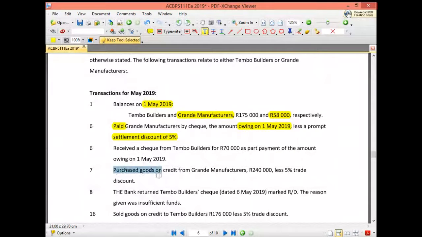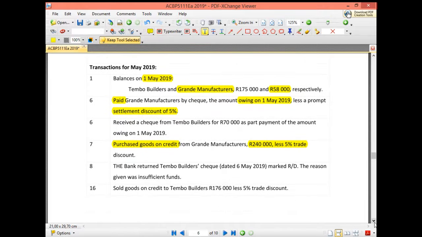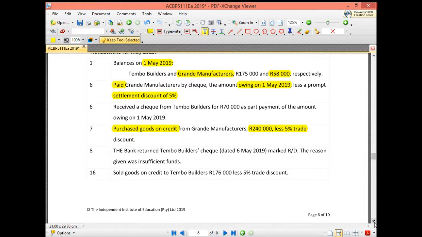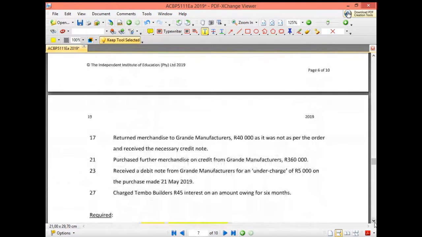Then on the 7th, we purchased goods on credit. Okay, so we acquired goods from Grand Manufacturers for 240,000 less 5% trade discount. Now remember, with trade discount, we always reflect the amounts in our accounts after the trade discount has been accounted for. So when we capture this in the creditor statement, it will be excluding the trade discount amount. Then they talk about Timber Builders again. We ignore that. Then we sold goods to Timber Builders. We ignore that transaction as well.